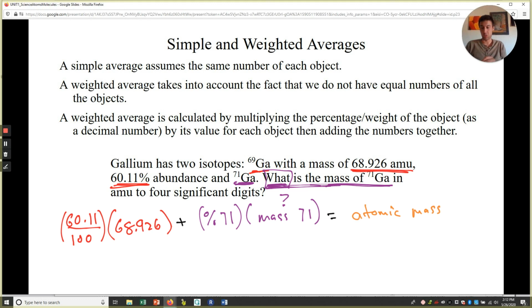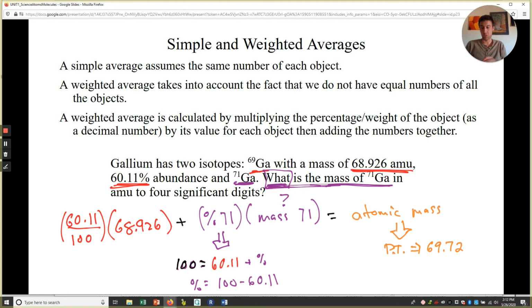So first and foremost, the atomic mass is found on the periodic table. When I reference the periodic table, the mass for gallium is 69.72. So that number is going to need to go into that. Right? How do I get the percent of 71? Well, this is that tricky equation that I needed to remember. 100 equals 60.11 plus the percent of the 71, which means to solve this, the percent of 71 is equal to 100 minus 60.11.